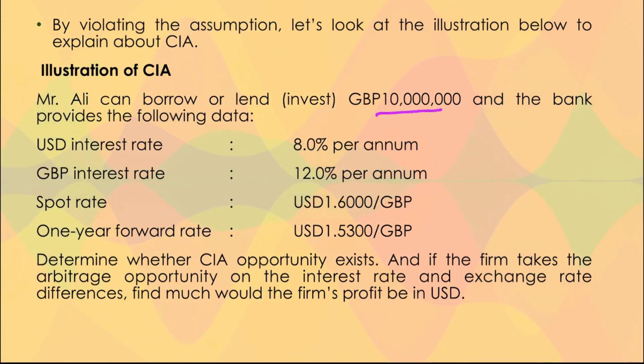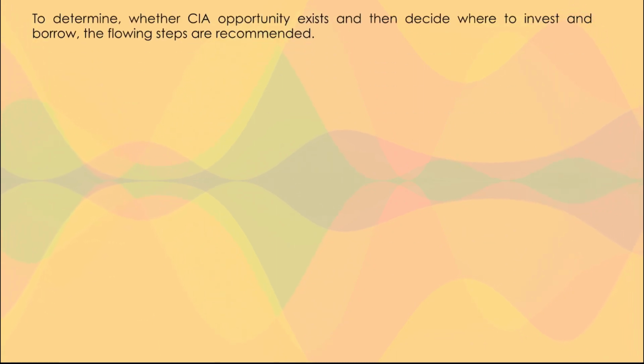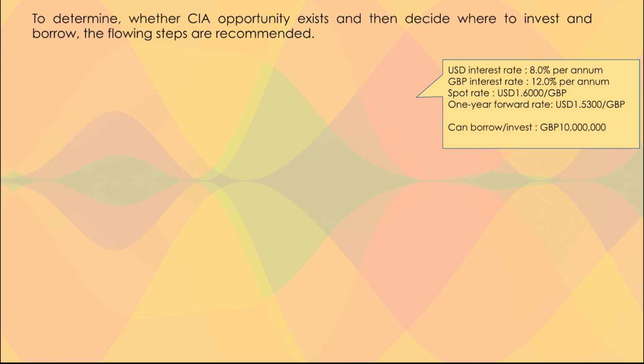Okay, let's calculate how we calculate the CIA. First, you have to identify whether CIA exists or not. How to do it? Let's do it together. To determine whether CIA opportunity exists, and if it does exist, then decide where to invest and borrow. Okay, these are the following steps.